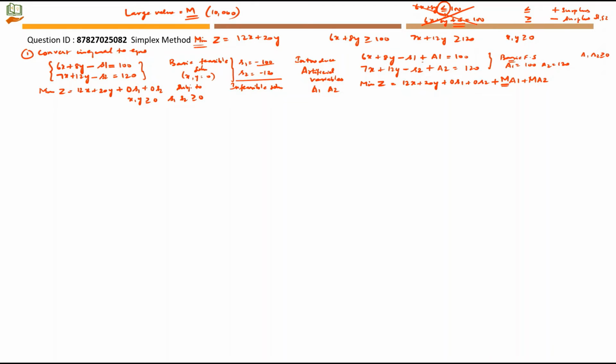a1 and a2 will be greater than or equal to 0. This becomes the basic feasible solution.